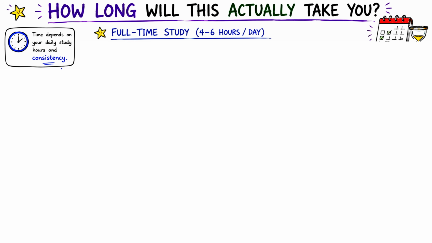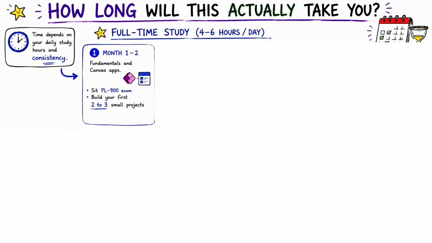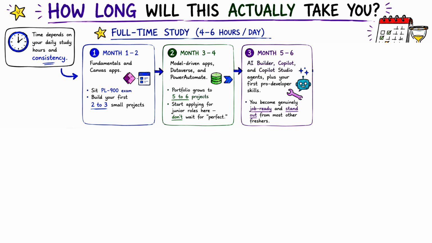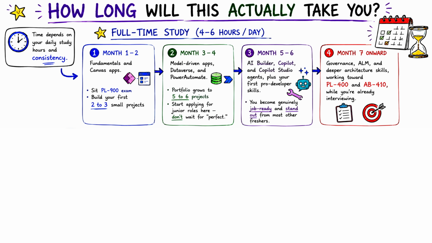If you can study full time, say 4 to 6 focused hours a day, here is roughly what that looks like. First 1 to 2 months, fundamentals and Canvas apps. By the end of this, you can sit the PL-900 exam and build your first 2 or 3 small applications. Months 3 and 4, model-driven apps, Dataverse, and Power Automate. Your portfolio goes to 5 to 6 projects and you can start applying for junior roles here. Don't wait for perfect. Months 5 to 6, AI Builder, Copilot, and Copilot Studio agents, plus your first pro developer skills. This is where you become genuinely job ready and stand out from most other freshers. Month 7 onward, governance, ALM, and deep architect skills, working towards PL-400 and AZ-410 while you are already interviewing.